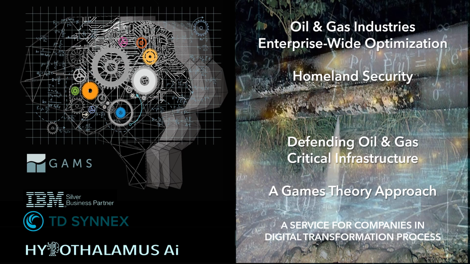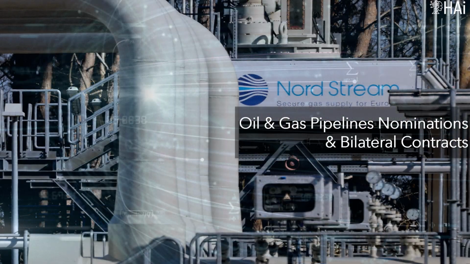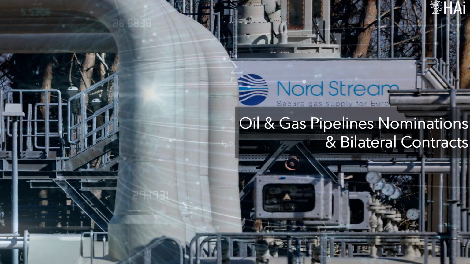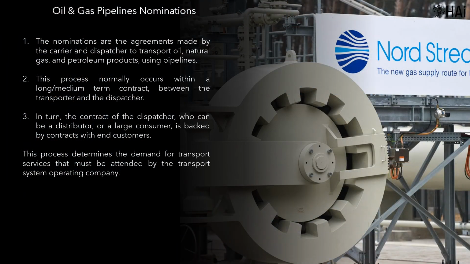Homeland Security: defending oil and gas critical infrastructure, a game theory approach. Oil and gas pipelines nominations and bilateral contracts. The nominations are the agreements made by the carrier and dispatcher to transport oil, natural gas, and petroleum products, using pipelines. This process normally occurs within a long or medium-term contract between the transporter and the dispatcher. In turn, the contract of the dispatcher, who can be a distributor or a large consumer, is backed by contracts with end customers, and this process determines the demand for transport services that must be attended by the transport system operating company.